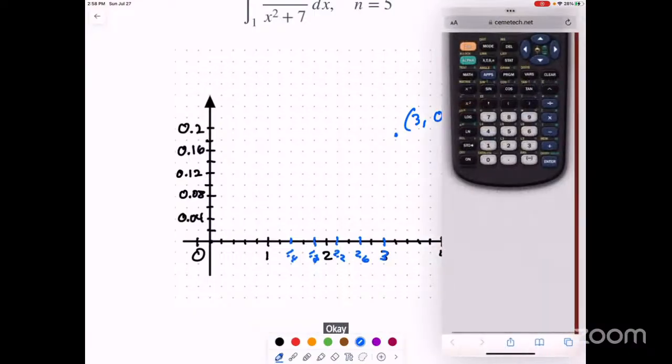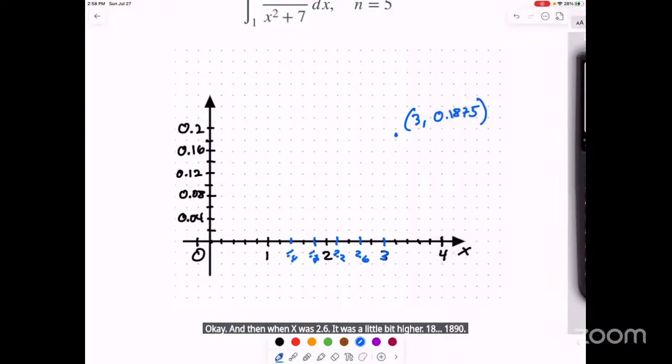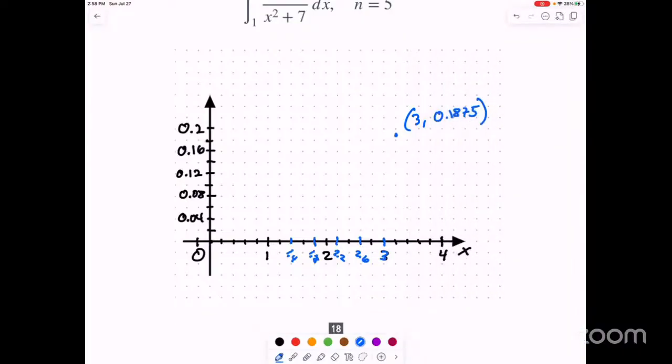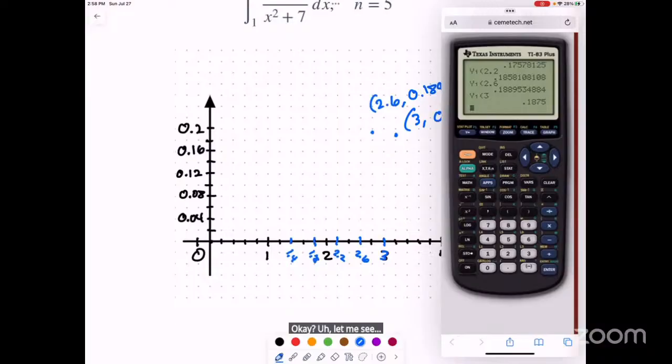Okay. And then when x was 2.6, it was a little bit higher, 0.1890. So this one, 0.1890, almost 0.19. So that was 2.6, 0.1890 is what we got. Okay. Let me see. Yeah.